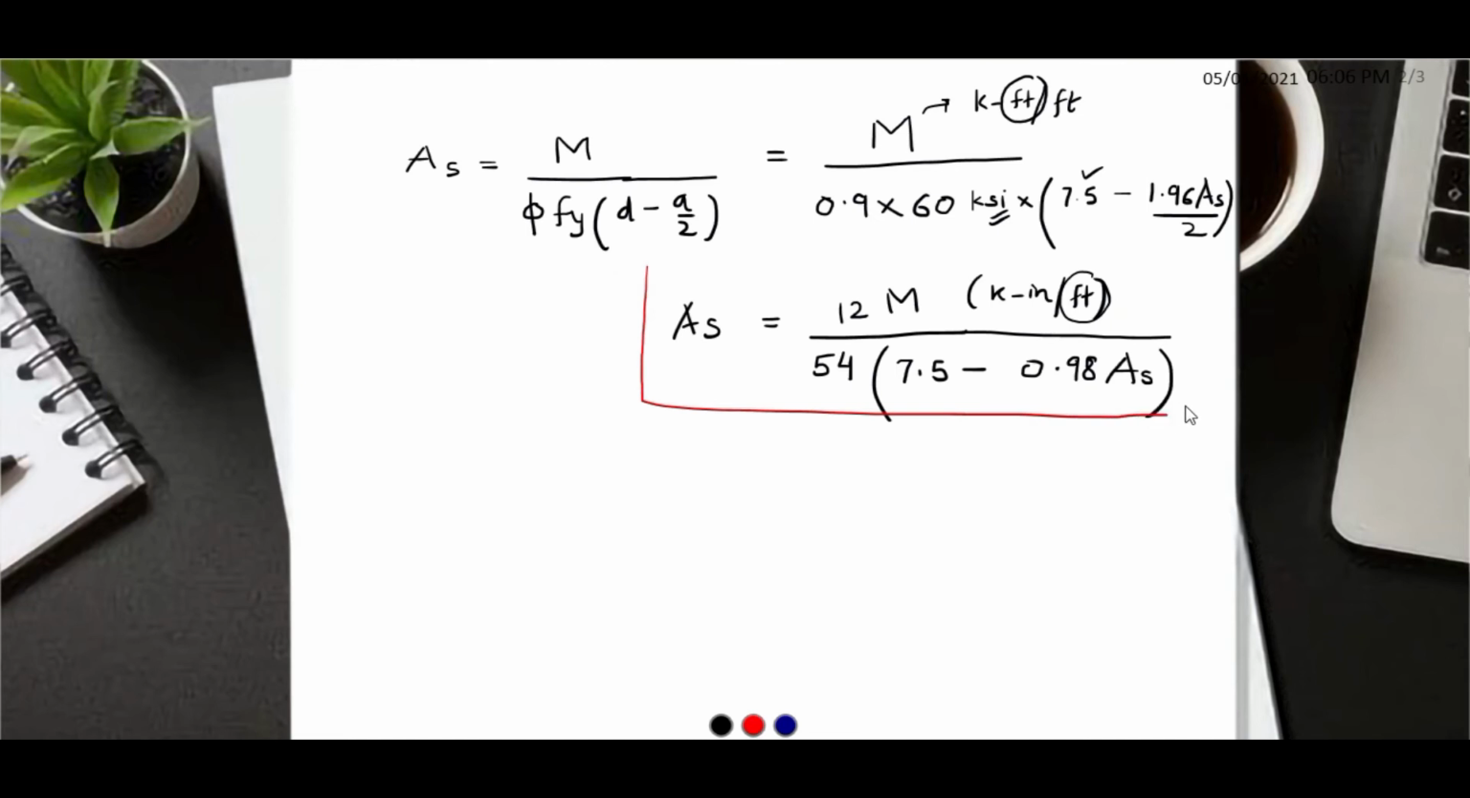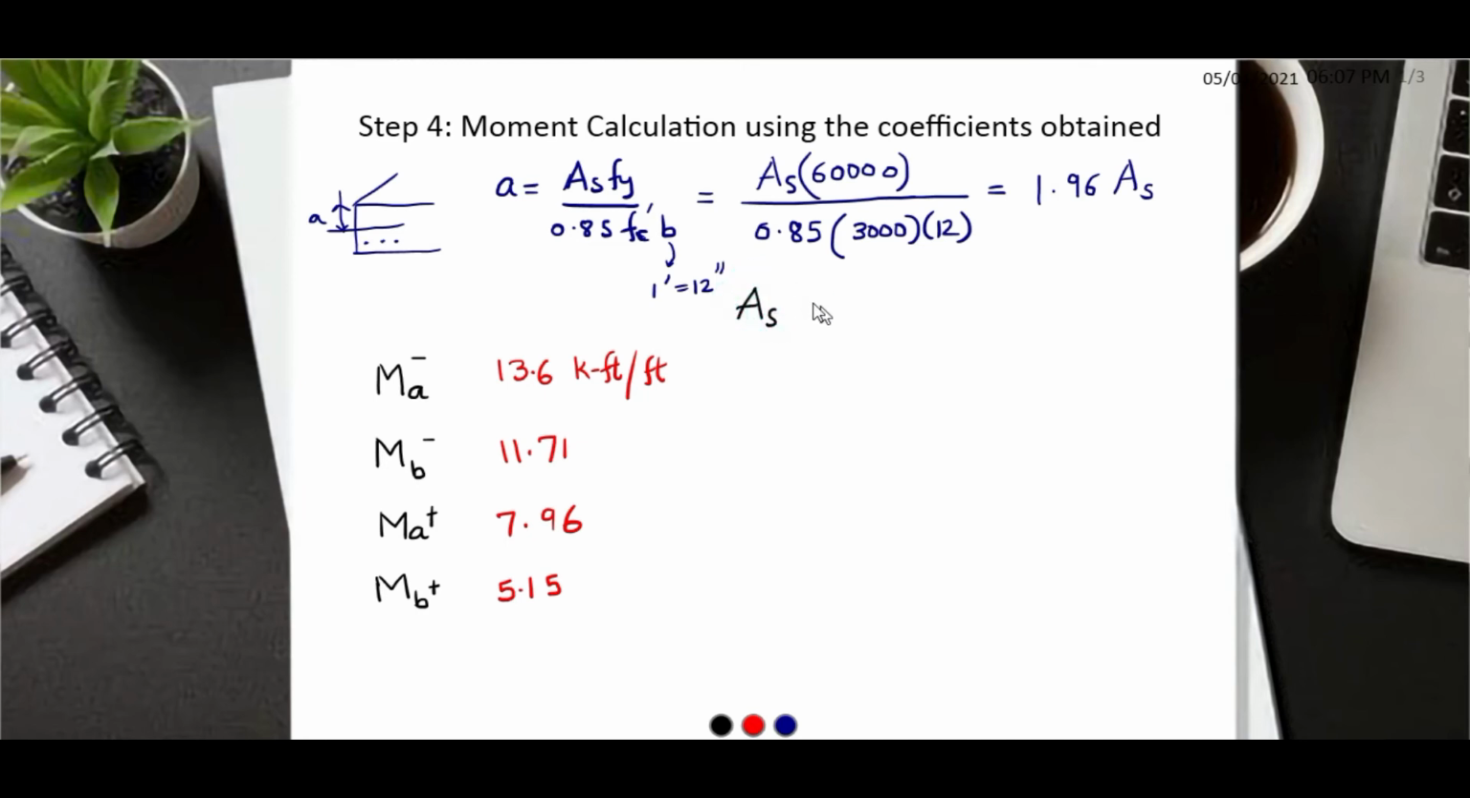So using this equation we can find the area of steel for different values of M. So using 4 values of M we can obtain 4 different values of area of steel. Let me write it directly. You can solve on your own to verify these values. Area of steel, this will be in inch square per feet.